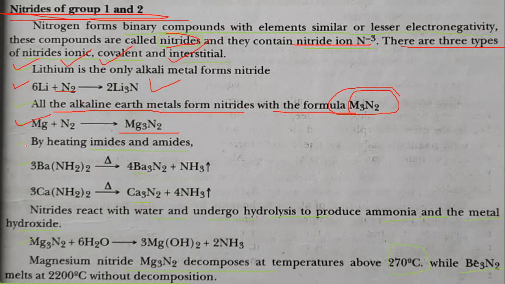Again, by heating imides and amides of any element of group second or first, they form the corresponding nitride. Here they have shown the second group elements. See here, Ba(NH2)2 forms barium nitride, and here there is evolution of ammonia gas. Here is again the amide of calcium, which again forms calcium nitride.